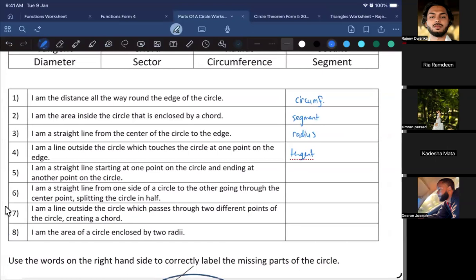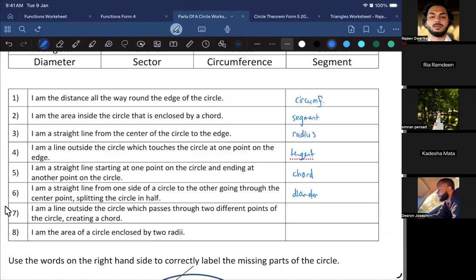I am a straight line starting at one point on the circle and ending at another point on the circle. A chord, yeah, that's our chord. I am a straight line from one side of a circle to the other going through the center. I want Ria to answer that. Diameter.